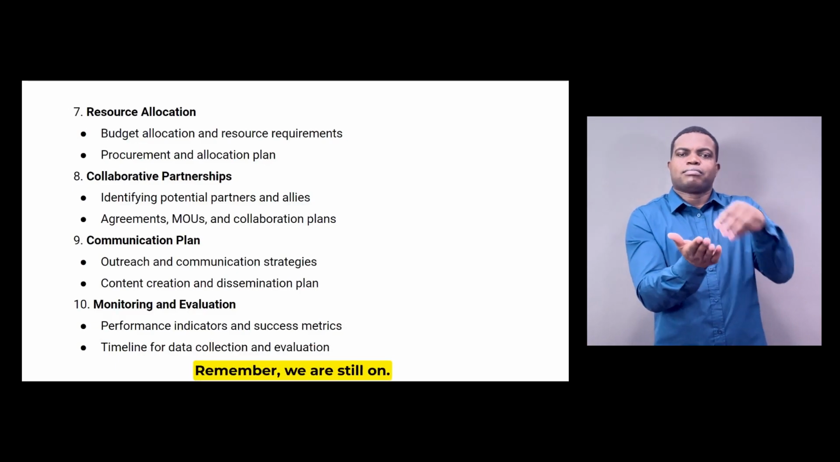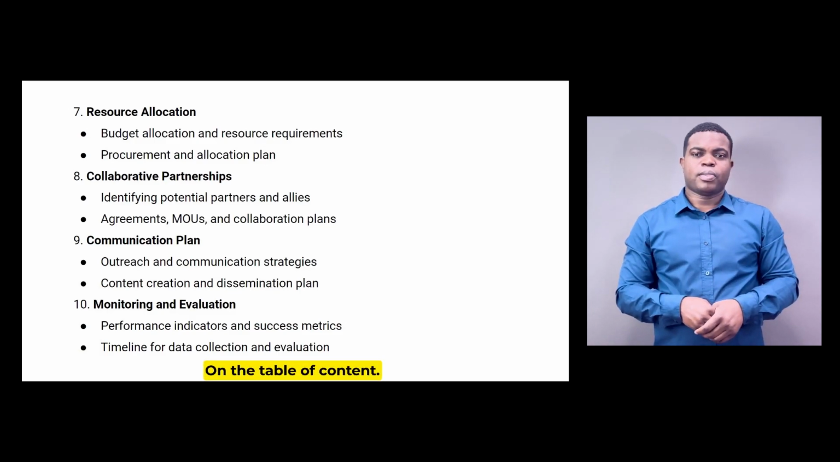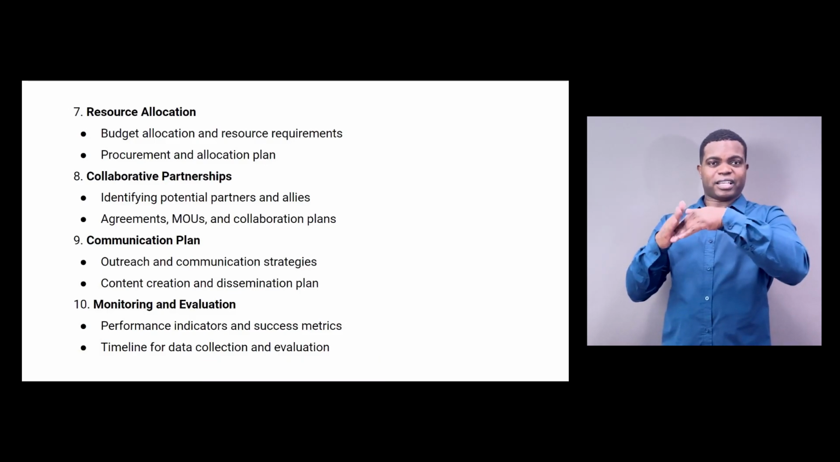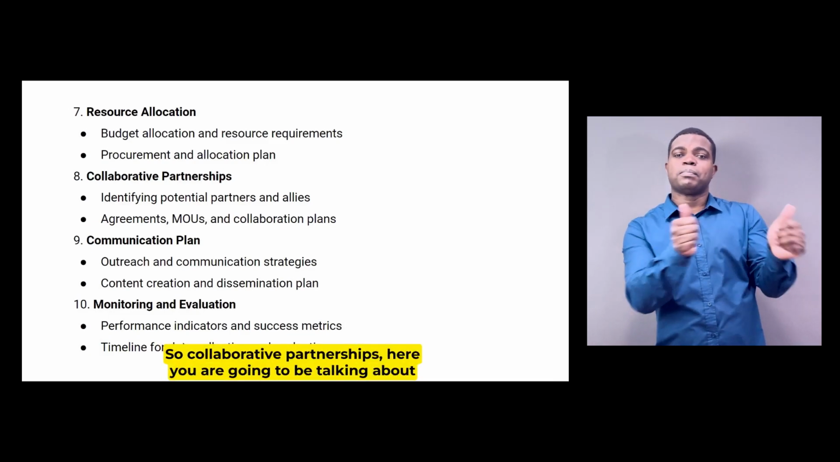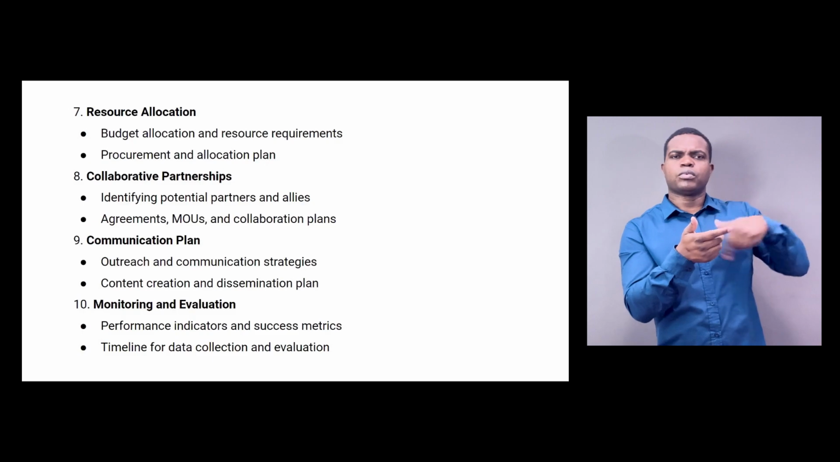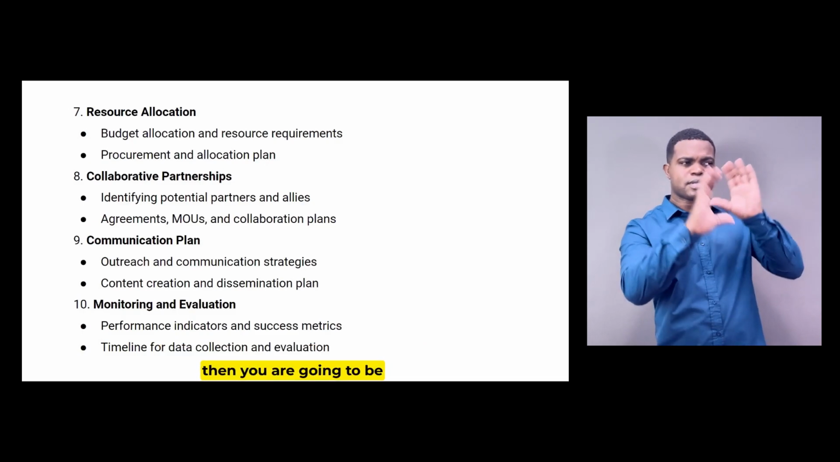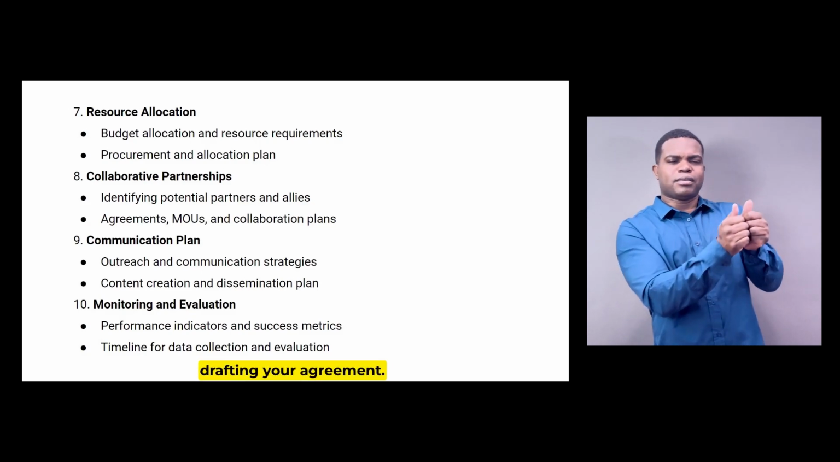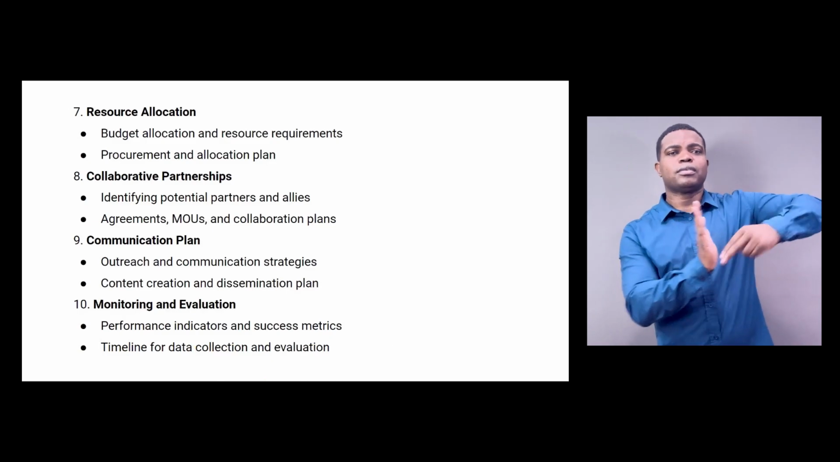Remember, we are still on the table of contents. So, collaborative partnerships. Here you are going to be talking about how you are going to be identifying your potential partners. Then you are going to be drafting your agreements paper, your MOU, and your collaboration plans.